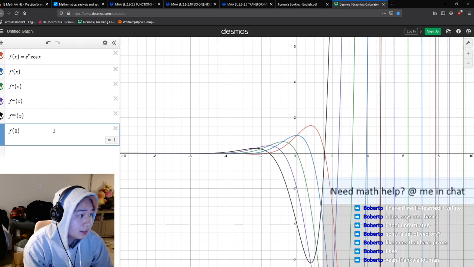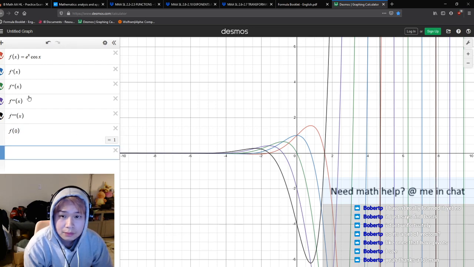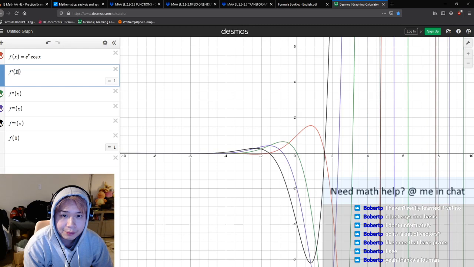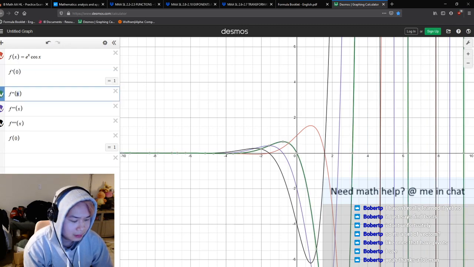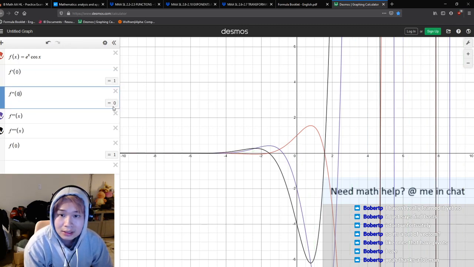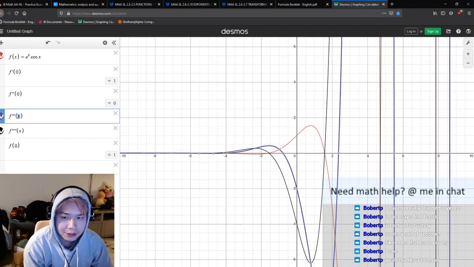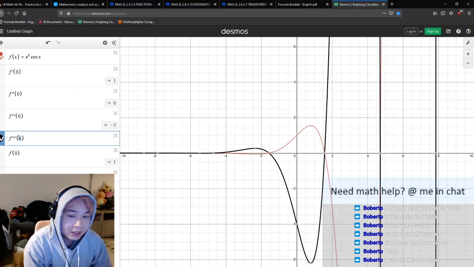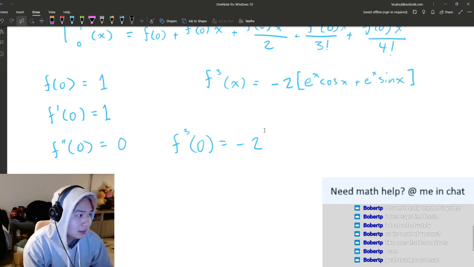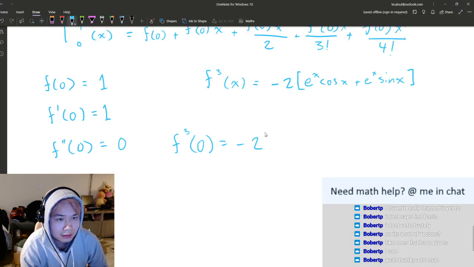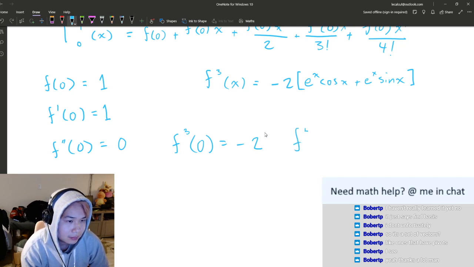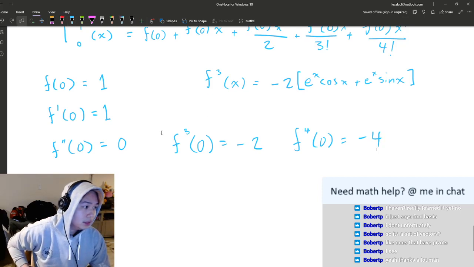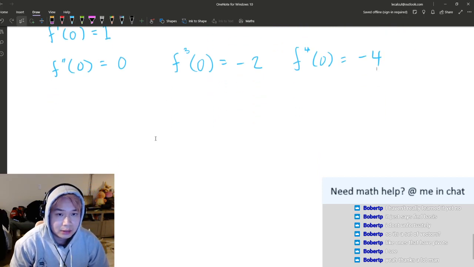Okay, so whatever. I don't even need to call these names. So f at 0 is 1. And then let's find out f prime at 0. That's also 1. F double prime at 0 is 0. So far so good. F triple prime at 0 is -2. And then quadruple prime is -4. So I don't know where the graphing calculator went wrong. But okay, we're done, basically.